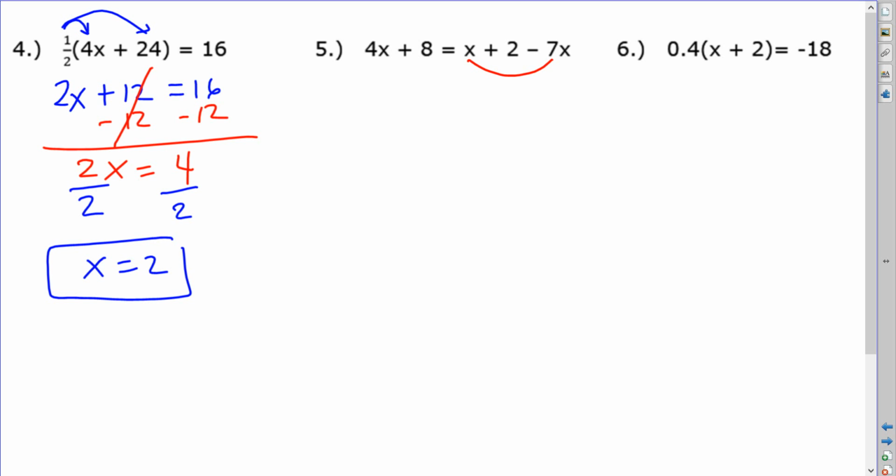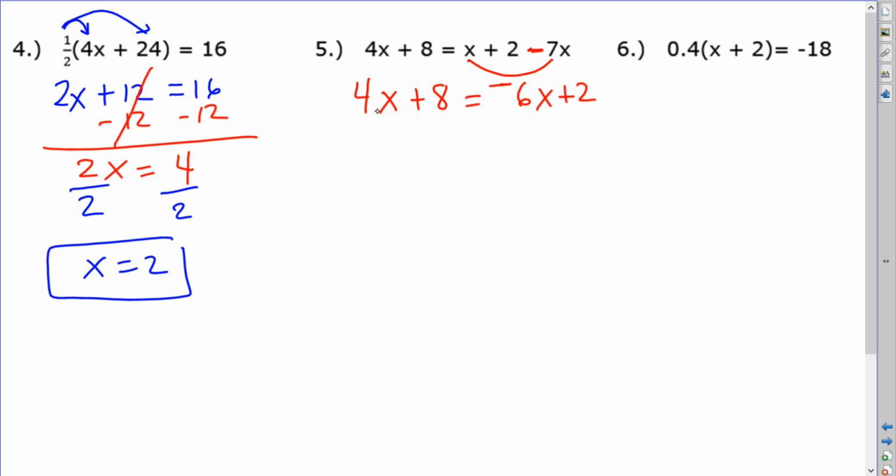And when you combine, you do the math that it says to do. If it says minus, you minus. This says x minus 7x. So I'm going to leave this side alone, and I'm going to combine. 1x minus 7x makes negative 6x. And I bring the plus 2 down here.